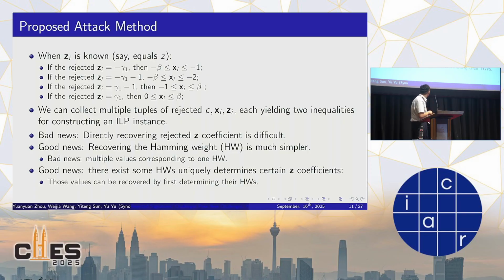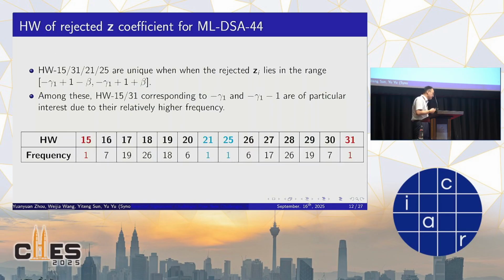But there is also good news: some Hamming weights uniquely determine certain z coefficients. Those values can be recovered by first determining their Hamming weights. I will give an example using statistical analysis. Let's consider we target ML-DSA 44, the L2 security level.